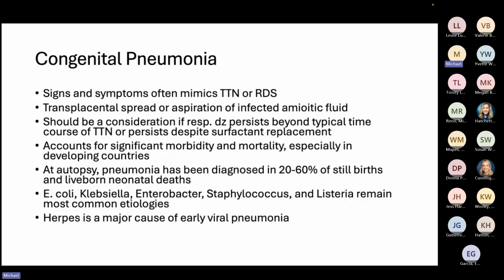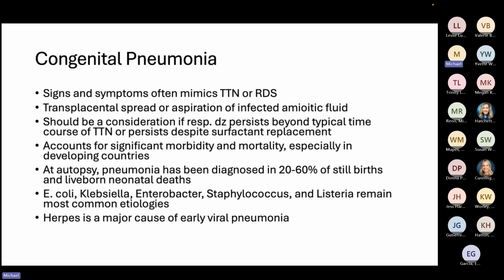The primary bacteria in congenital pneumonia nowadays, after GBS prophylaxis has become almost universal in the United States, are E. coli, Klebsiella, Enterobacter, Staphylococcus, and Listeria. And so that's helpful to be mindful of when you're choosing antibiotics. And herpes is also a potential cause of early viral pneumonia.